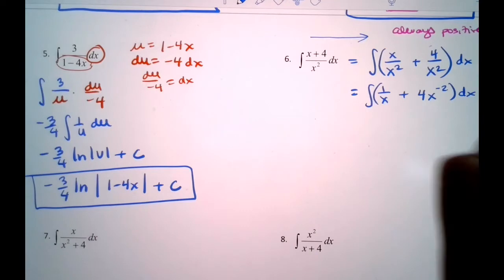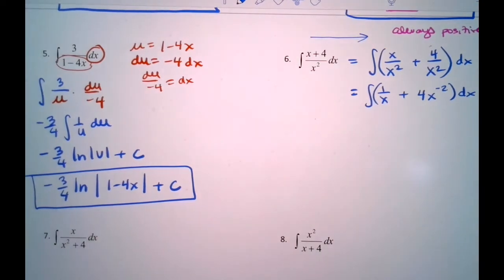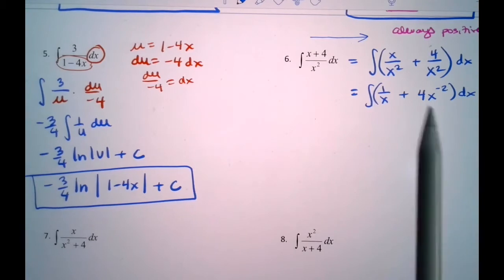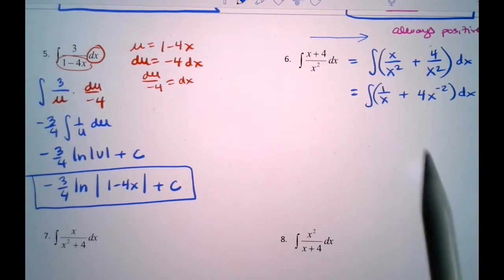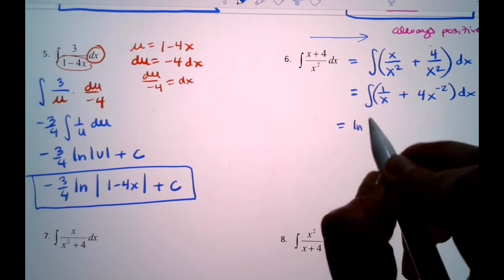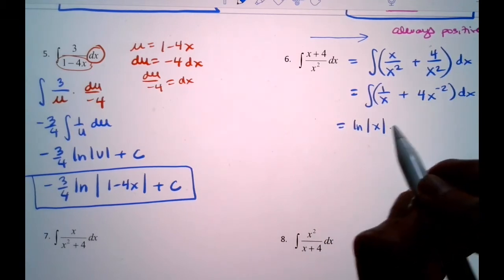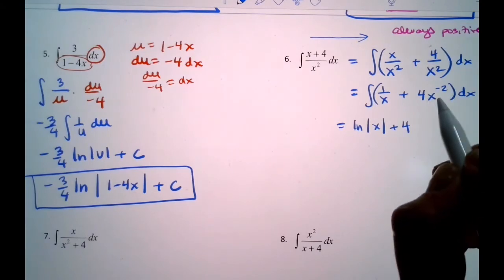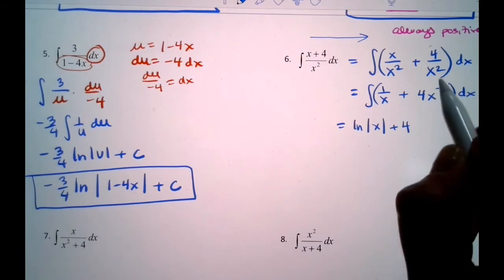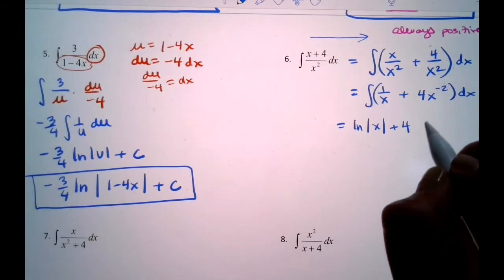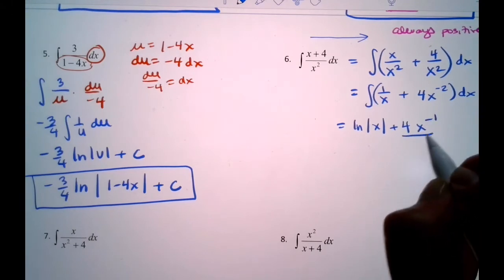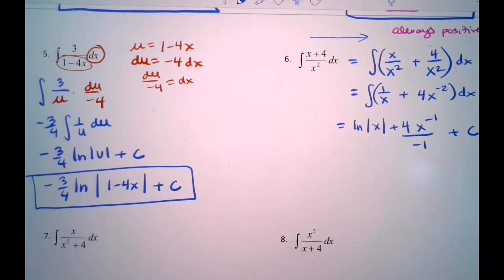And so you have a combination of things here. I know the antiderivative of 1 over x is natural log absolute value of x, so I'm going to write that, natural log absolute value of x. And I know what you've got going on there is the power rule. You've got 4 times x to the negative 2. Notice I just brought that up with a negative exponent. I'm going to add 1 to the exponent, divide by my new exponent, and slap a plus c on it. So I'd like to regroup a little bit.